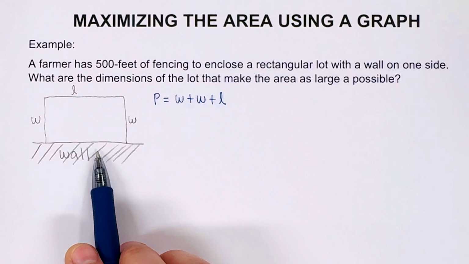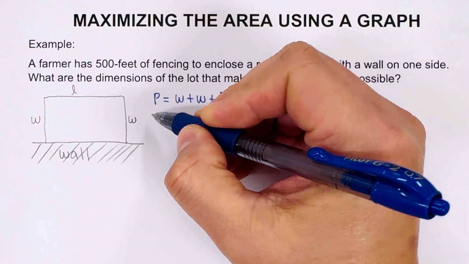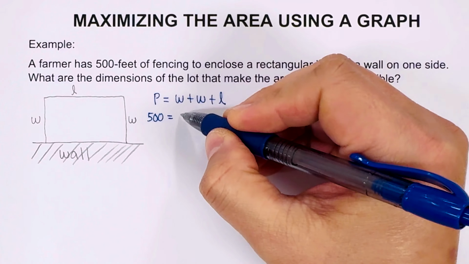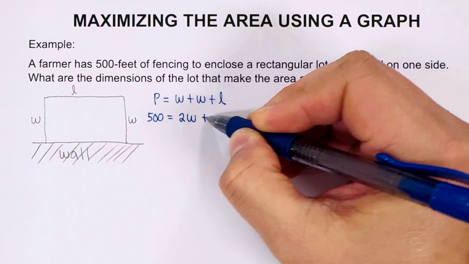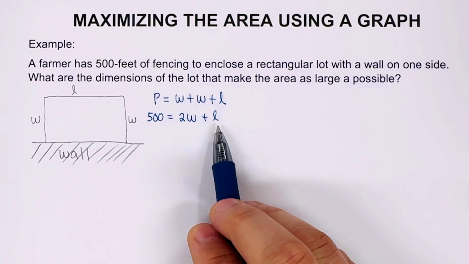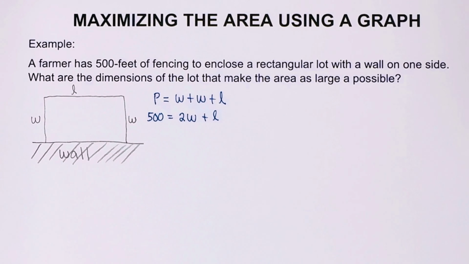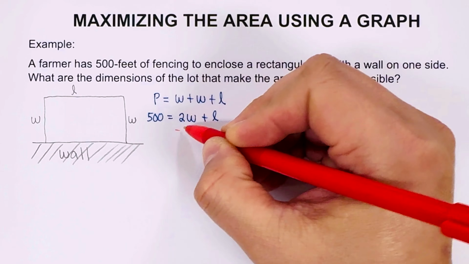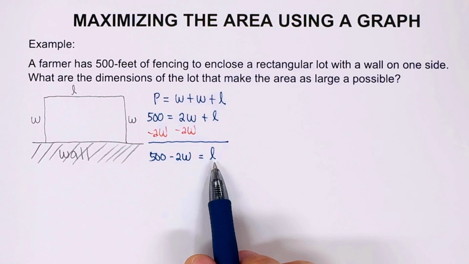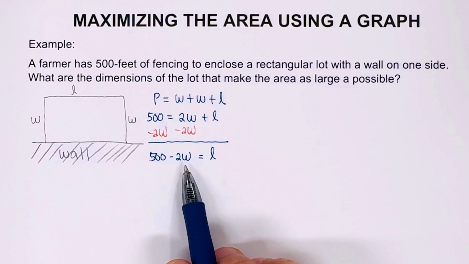So we plug the values in. Our perimeter is 500, so this becomes 500 equals, combining like terms, 2W plus L. We are going to isolate the L by itself here, so we go ahead and subtract 2W from both sides. So this is the formula for the length in terms of width.